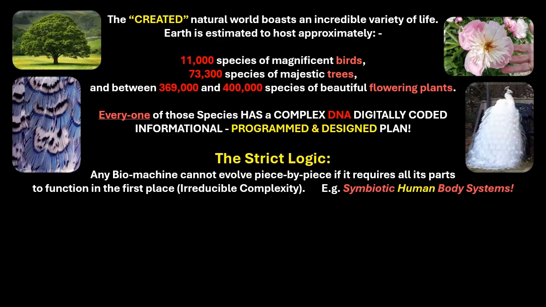So the strict logic: any biomachine, anything living, cannot evolve piece by piece if it requires all parts to function in the first place. Irreducible complexity. For example, the symbiotic human body systems, we have the lungs, we have the heart, we have the overall blood circulation, we have the bone structure, it all has to be in place at one time. All of it, the nervous system, the brain, the eye to the brain, and all its complex neurological pathways.